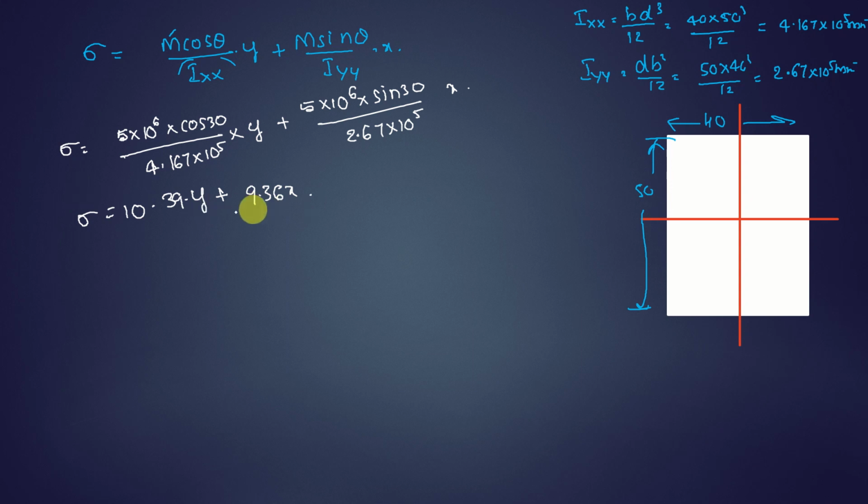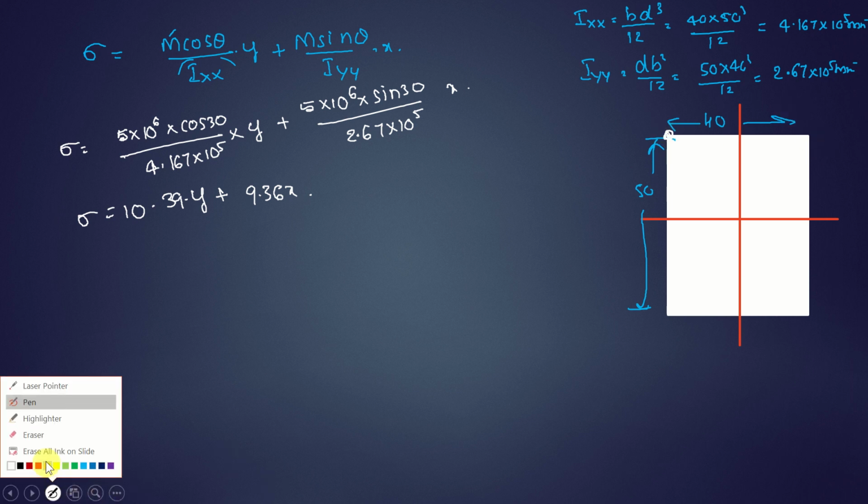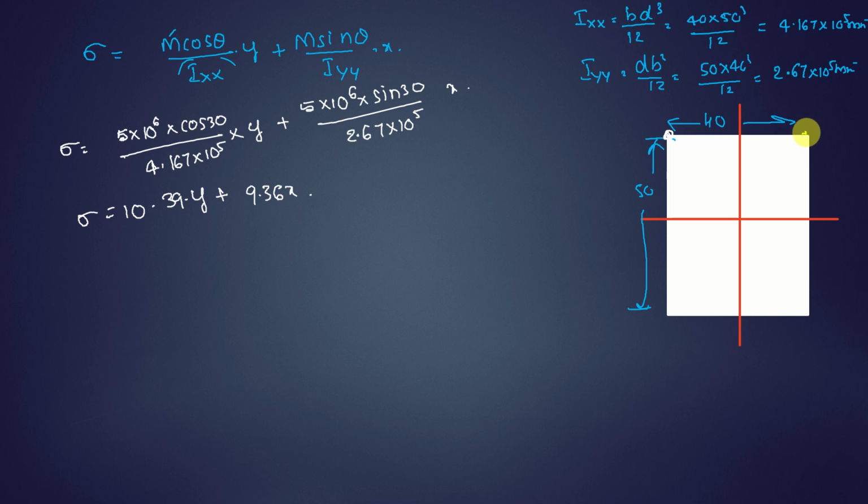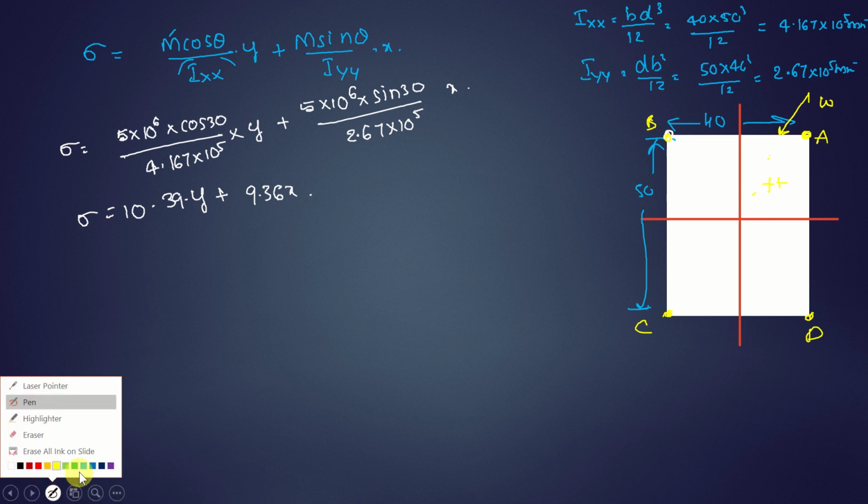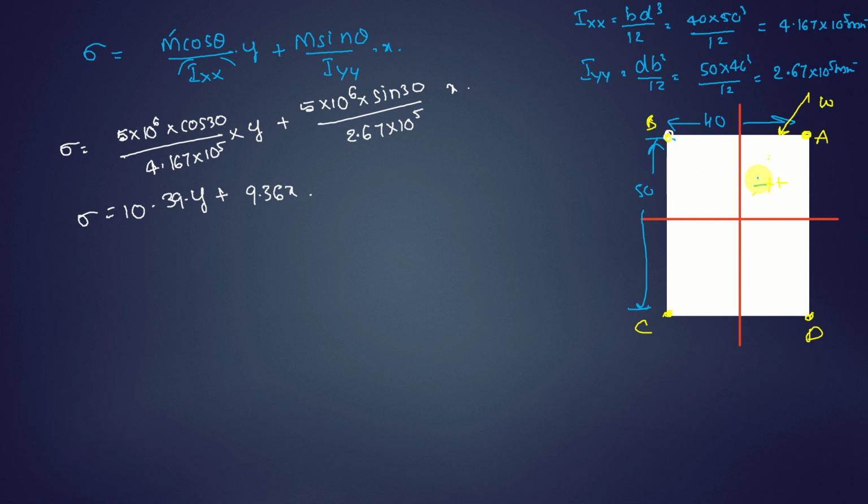Now we have to find out what are the values of y and x. Our task is to find out stresses at all corners of this rectangular section. Let me name the corners as A, B, C, D, and here the load W is acting, inclined here. Imagine our coordinate system. The load is in the first quadrant, so take it as plus plus, so both the x coordinate and y coordinate are positive here. Here x coordinate is negative, y coordinate is positive, both are negative, and here x coordinate is positive, y coordinate is negative.